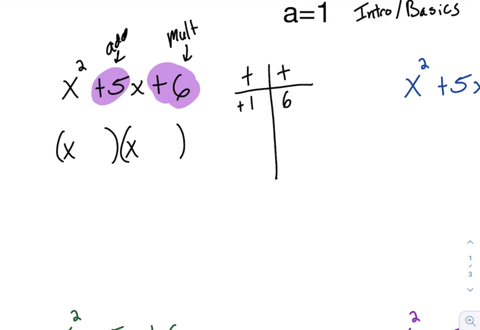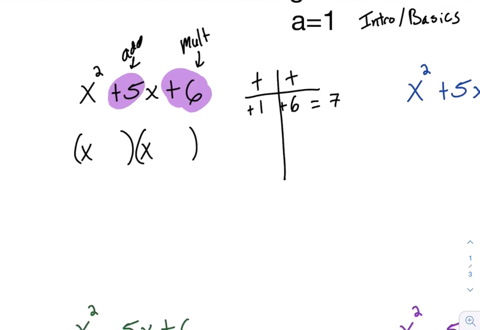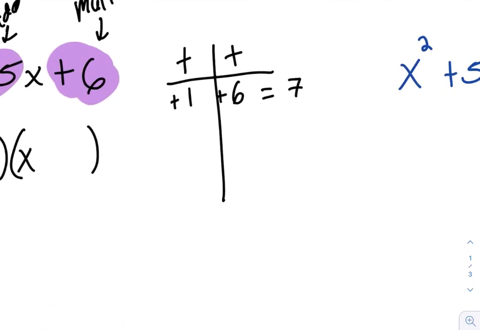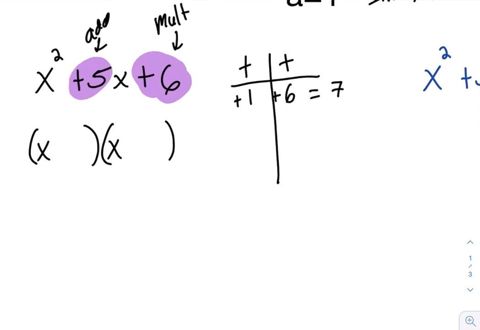Right? I know they're both positive because I've labeled my table, so I'm going to go ahead and compute that or add them together. 1 plus 6 is 7. Now, they multiply to 6, but they add to 7. So that's not going to be what I want. So I'm going to go to the next one.